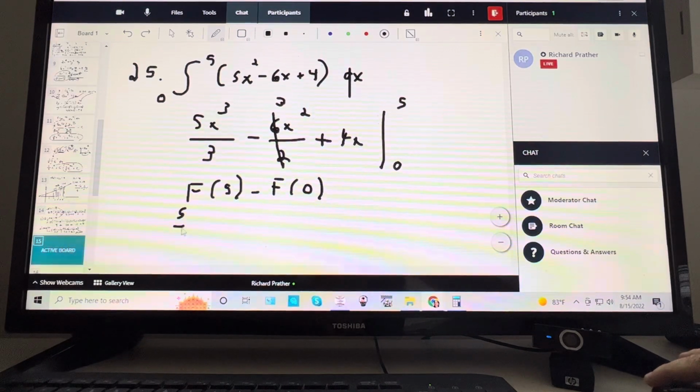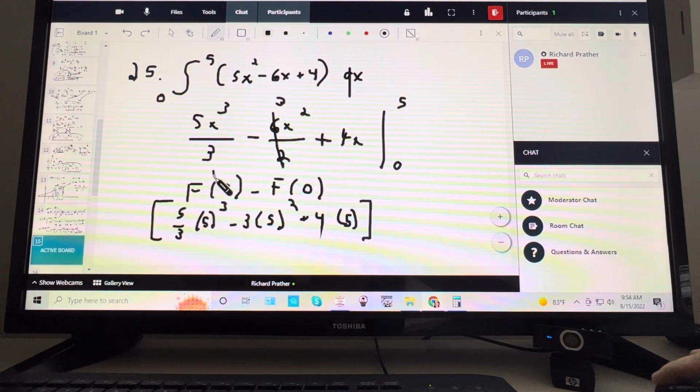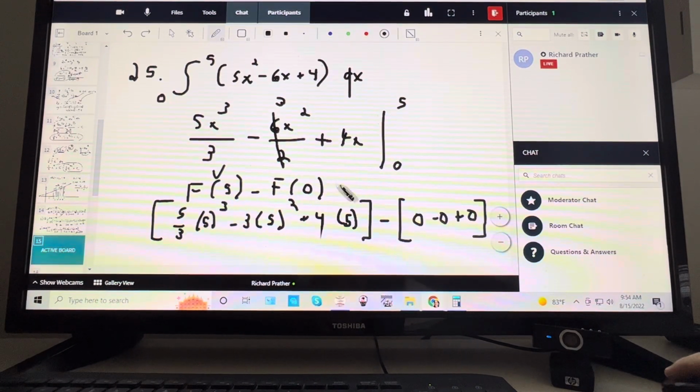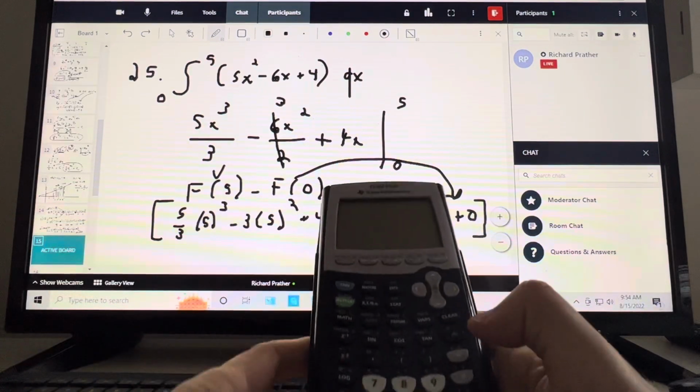So 5/3 times 5 cubed minus 3 times 5 squared plus 4 times 5, that whole part right there, that's big F of 5. And then you're supposed to do minus big F of 0, but all three of those terms are going to be 0 since you're plugging 0 in for x each time. So it's nice when big F of 0 gives you all zeros. It doesn't always, like if you have e to something. If my function was exponential, e to the x, then I don't get all zeros here, but oftentimes you get all zeros when you do big F of 0.